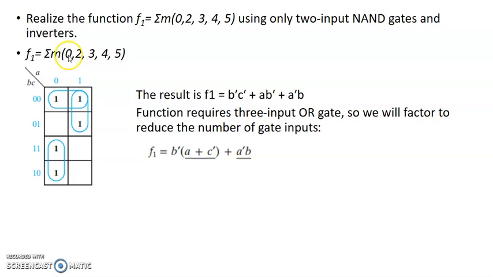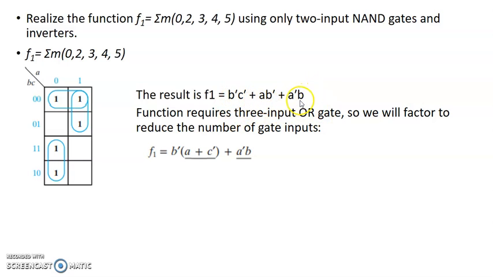So we write the entries: into location 0 and location 1 it is 1, and likewise locations 2, 3, 4 and 5. All these locations we put the entries, then do the grouping. In this grouping, the result we get is B bar C bar, that's what is written here. In this group, A B bar. And in this group, A bar B. This is the result we got.